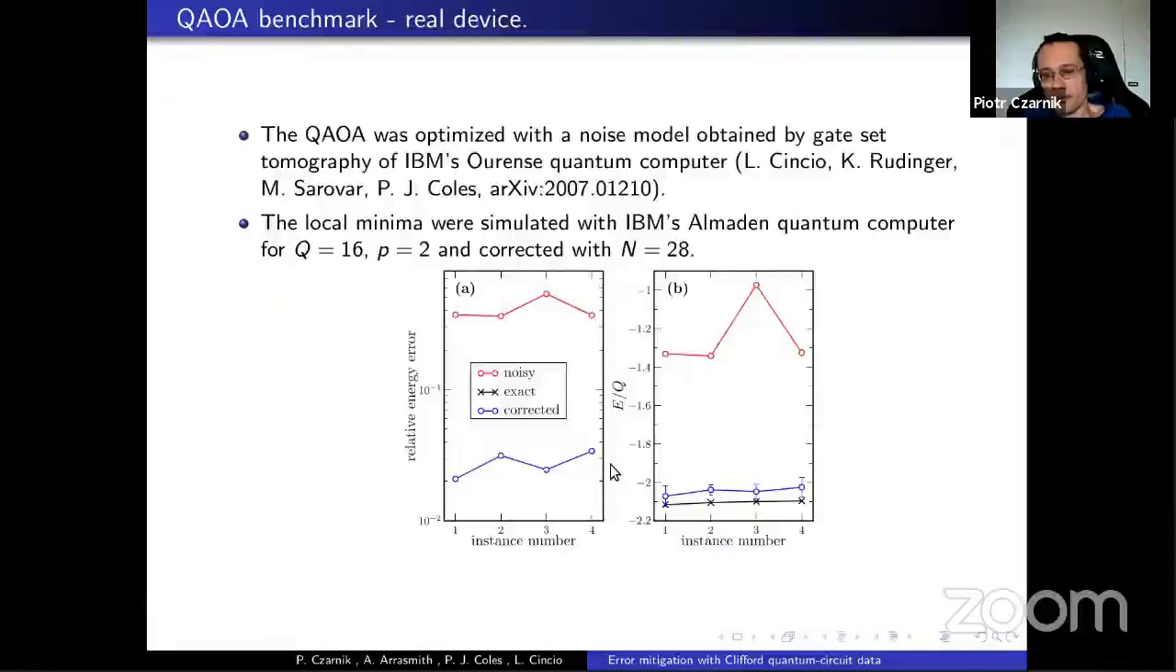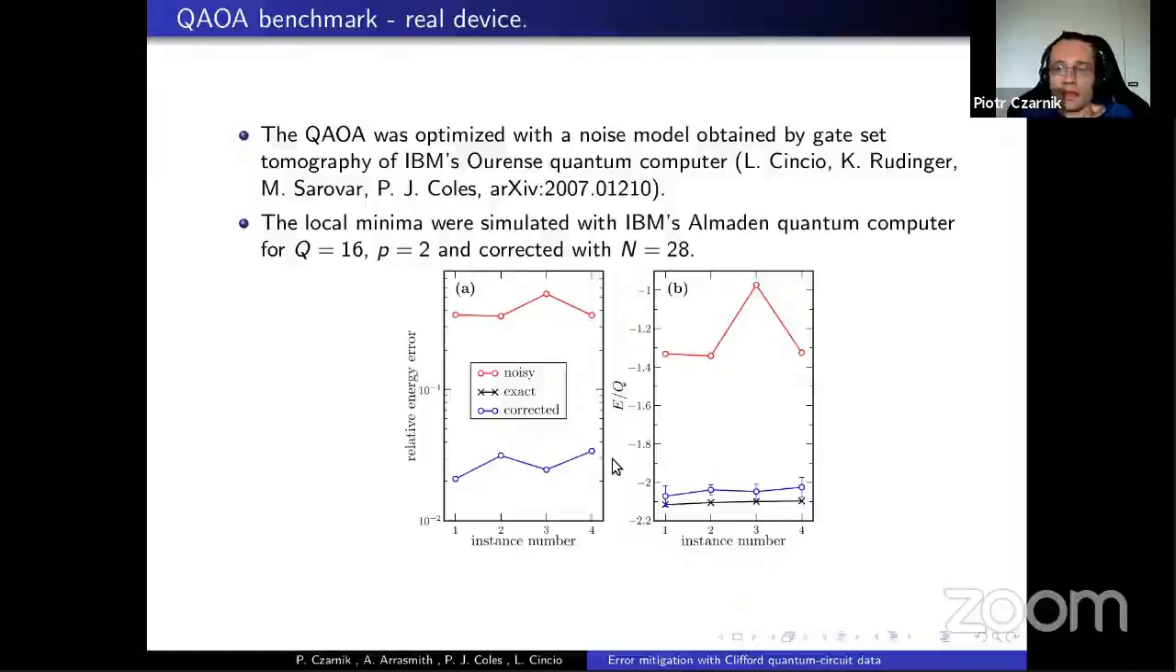So we optimized our QAOA using a noise model obtained by gate set tomography of IBM's Armonk quantum computer. You can find details of this noise model in this paper. Later, we took the local minima of the optimization obtained this way and simulated them, or more precisely, simulated their energy using a real device, IBM's Almaden quantum computer.